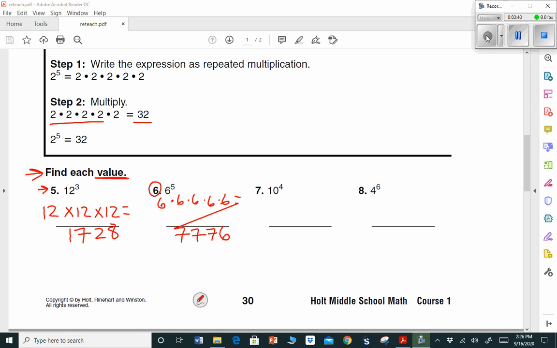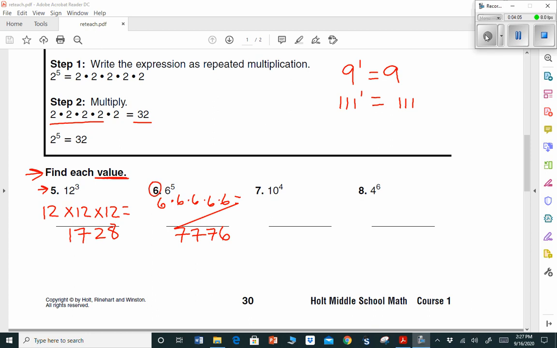One more thing I'd like to mention is that anything to the 1st power, like 9 to the 1st power, you'd just write 1 9, and that's what the answer is. 111 to the 1st power, you just write 111 one time. That's what the answer is. So anything to the 1st power is simply that number.